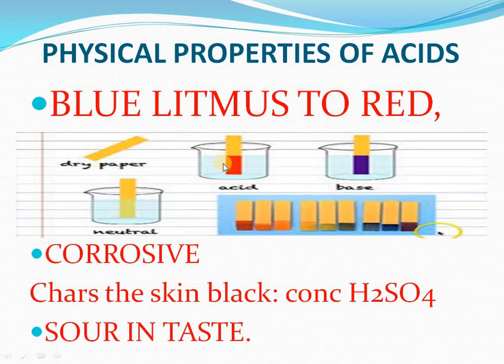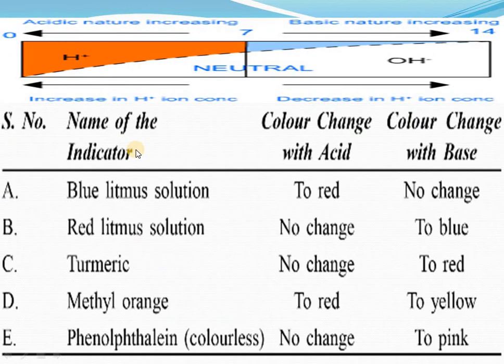If it is an acid, any litmus will be converted to red. Similarly, if it is a base, it will be converted into blue. If it is a neutral solution, it remains as such. Actually, this dry paper is a pH paper. Now, blue litmus solution will turn red in the presence of acid. Red litmus remains red. Turmeric will have no change, and methyl orange turns red. Phenolphthalein, which is colorless, remains colorless in acidic solution.